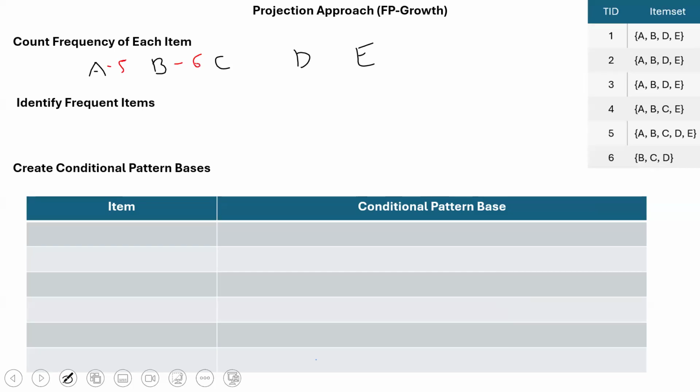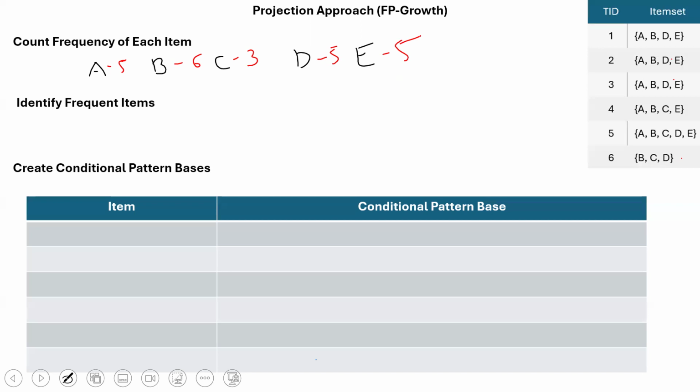What is the support of C? It is there in 3 transactions, 1, 2, 3. Support of C is 3. What about D? 1, 2, 3, 4, and 5. Support of D is 5. Support of E is also 5. So this is the first step: calculate the support of each item in the transactional database.